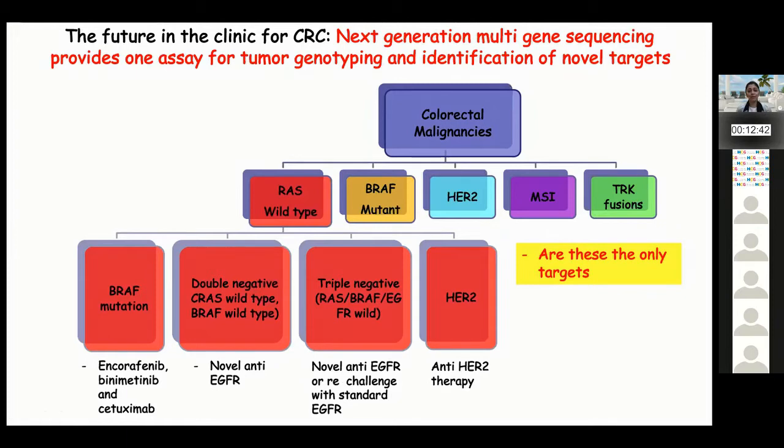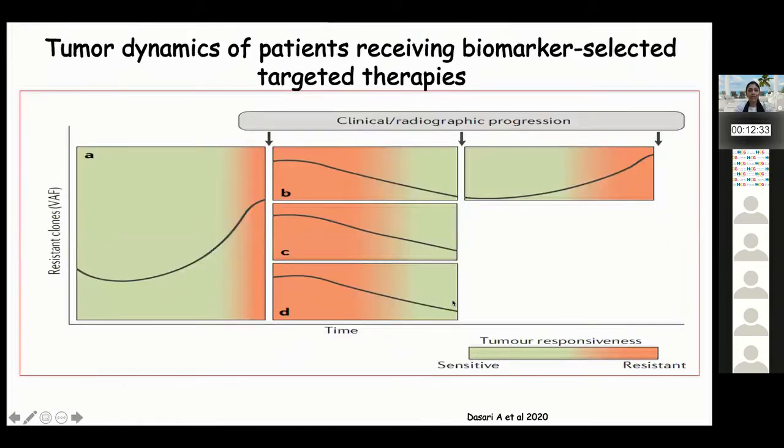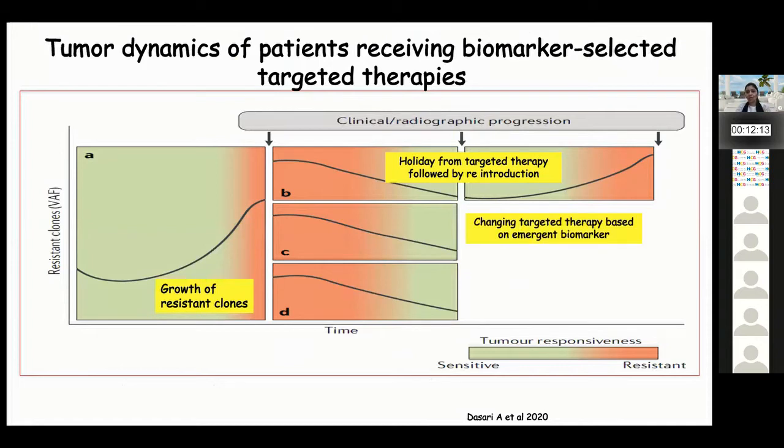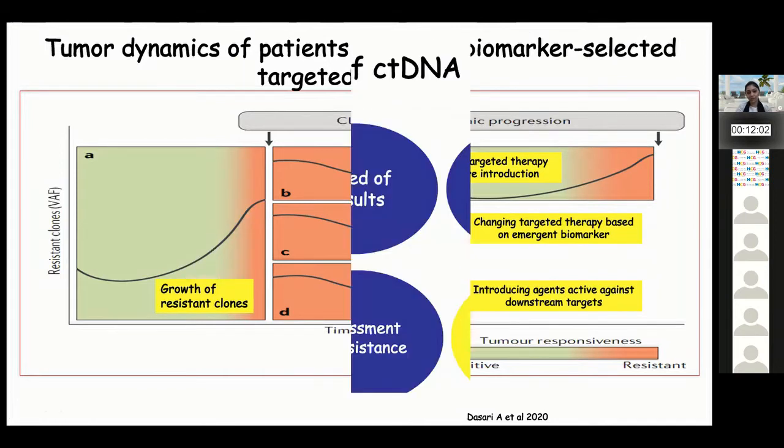So is the algorithm that simple? It is not. You can see it's very complicated because the algorithm gets more and more complicated with time as you have more and more resistant mutations that arise. So in my mind, when you're looking at the tumor dynamics of patients receiving biomarker-selected targeted therapies, you need to look at it logically. When you're treating your patients with anti-EGFR, you need to understand that there will be growth of resistant clones, and you may then give a holiday from that targeted therapy and then follow it by reintroduction. You could change treatment therapy based on emergent biomarkers, or you could potentially introduce agents that are active against those downstream targets, like I mentioned earlier on.